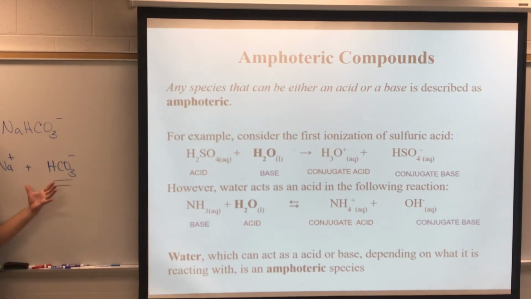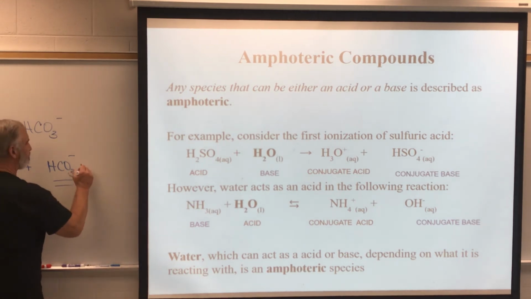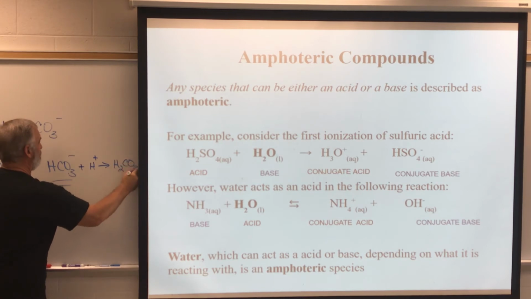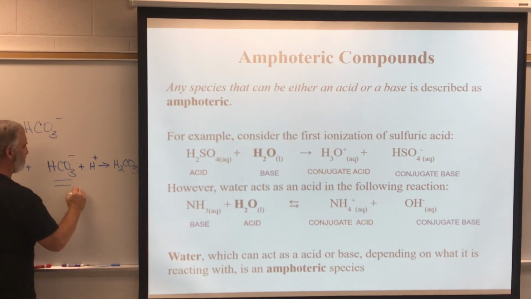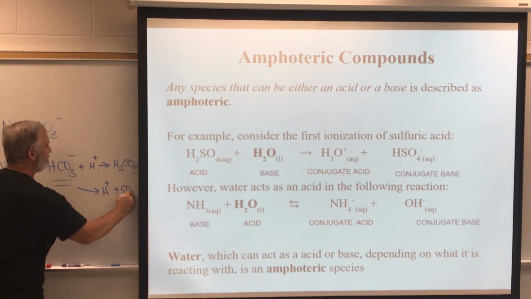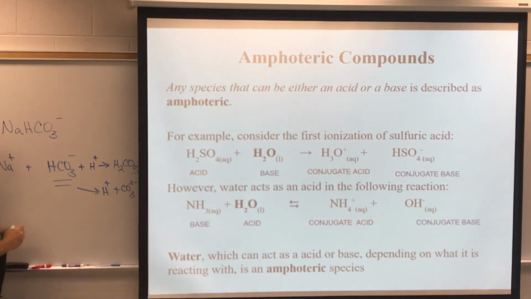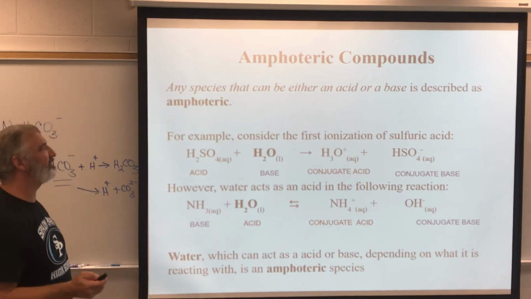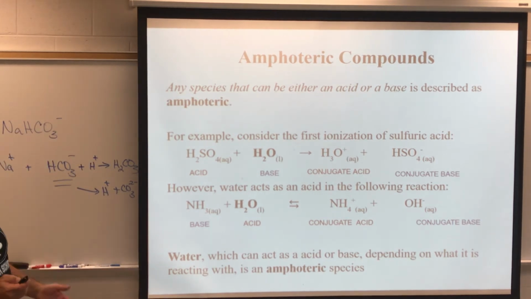It's amphoteric. It can either accept a hydrogen and go to H2CO3, or it could lose a hydrogen and go to H+ and CO3 2-. So it can either act like an acid, it can accept, or it can donate the hydrogen. Either one. Okay, so that's what amphoteric is. Not a lot of substances are amphoteric, but there are some. Water is probably the most common.